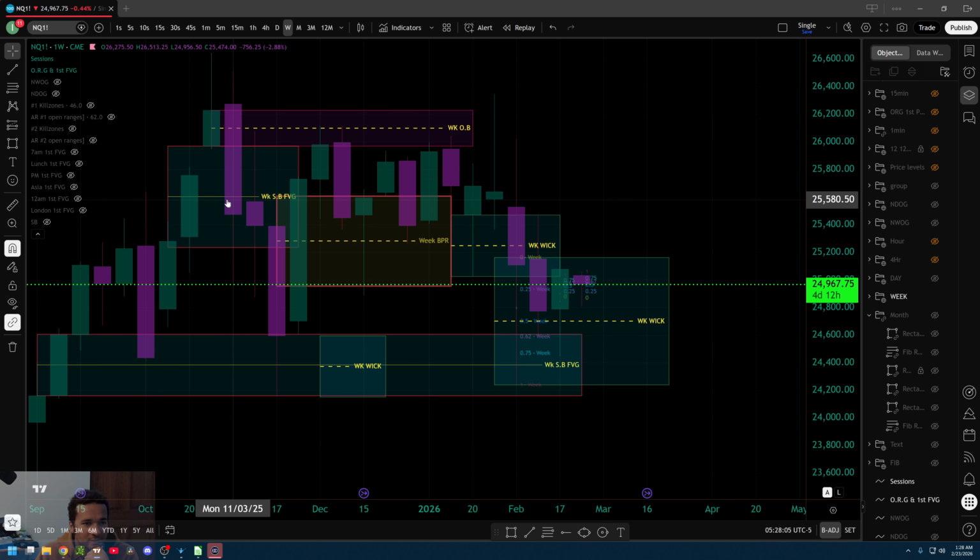Other PD arrays, weekly suspension block. So you have volume imbalances you can use above and below this candle. We won't be getting back to the highs, but if we did, keeping on that order block. To the downside, this would be the first wick. Midpoint you watch. Then this guy. And then this one.